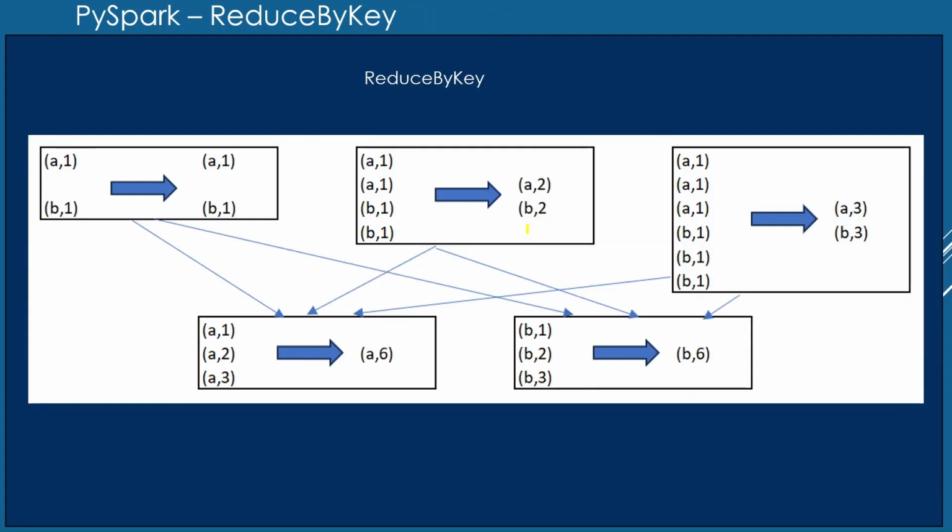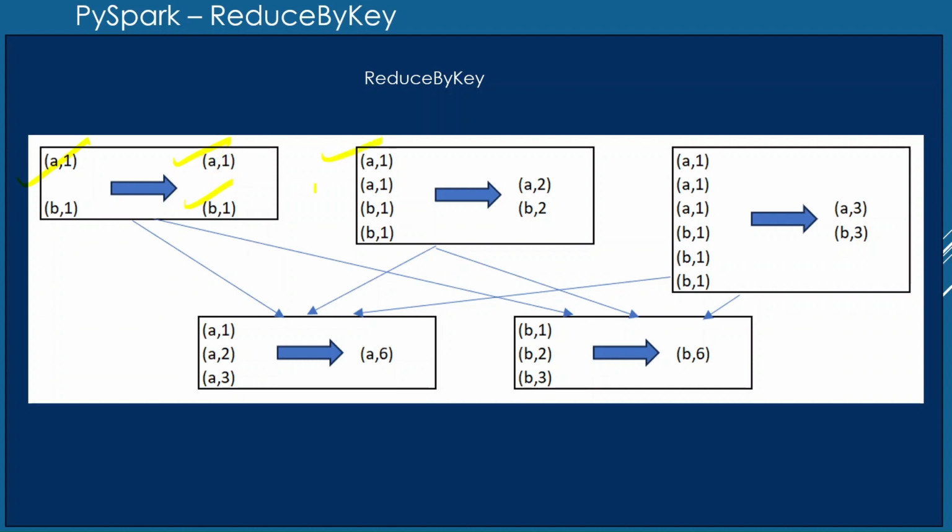Now let's try to understand with the help of this pictorial representation how the reduce generally works. Suppose this is one partition. It has a value A1 and B1. In the same partition only, it will perform this aggregation. Because A has only one value and B has only one occurrence, it is just aggregating like this only.